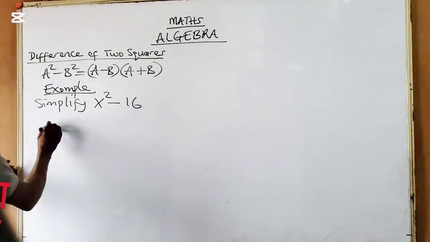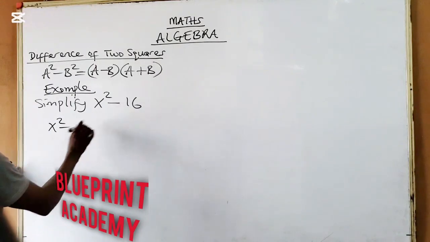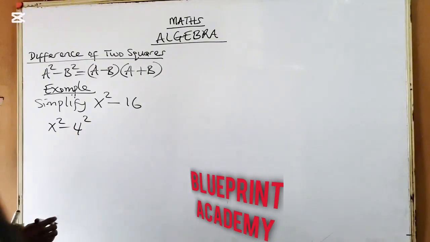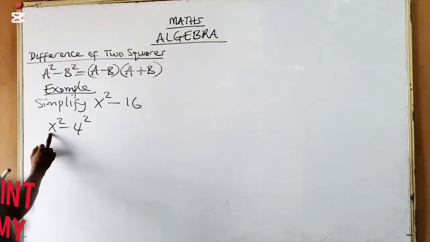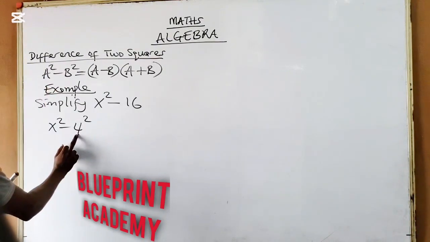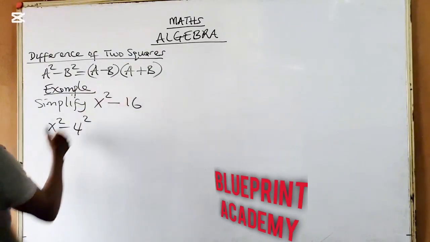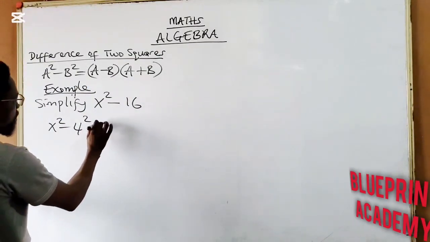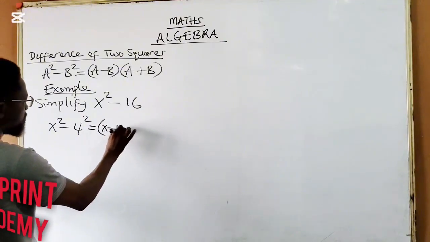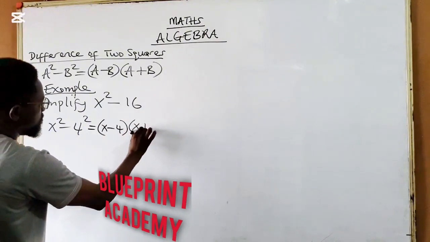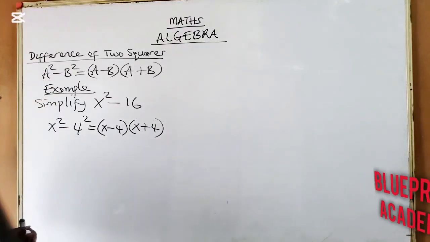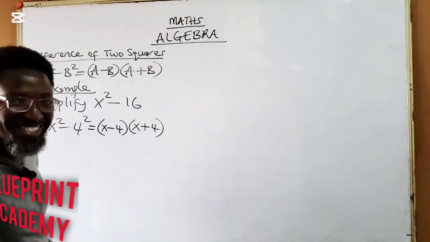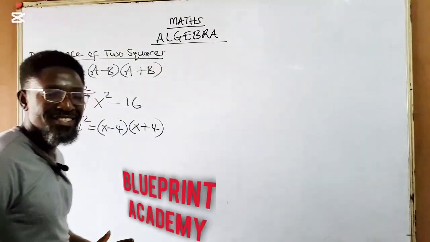So I have this as x squared, 16 is same thing as 4 to the power 2. So now a is represented by x here, then b represented by 4. And using this formula here, this one becomes x minus 4, x plus 4. So this is what is done in difference of two squares. And that is the answer to that question.